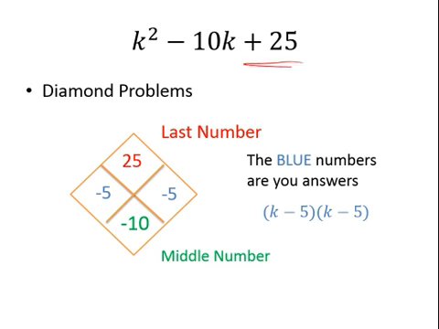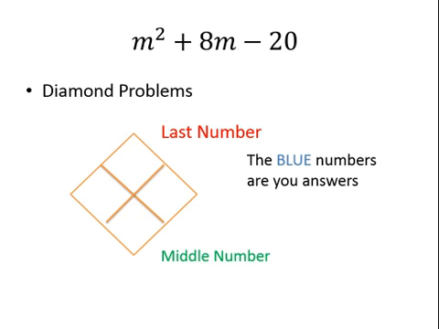Now, if you notice in the previous two examples, that last digit was positive in both of them. When that's the case, that means these two numbers are going to be the same sign. They always are. So if that last number's positive, they'll either both be positive or both be negative. And a way to tell is by looking at the middle number. If the middle number is negative, both numbers should be negative. If the middle number is positive, they both should be positive. That's if that last digit is positive.